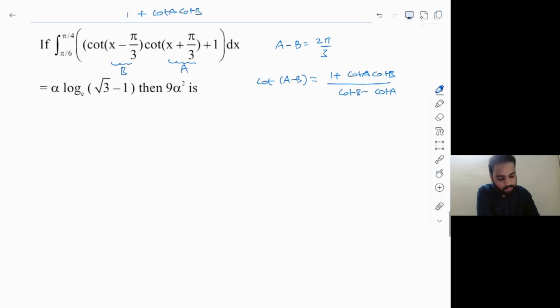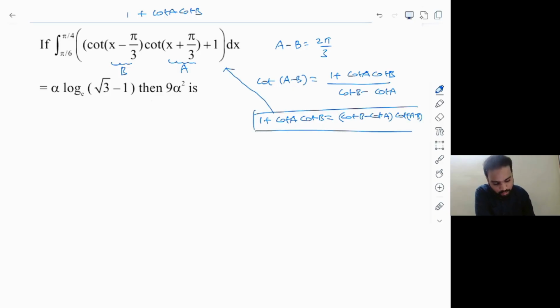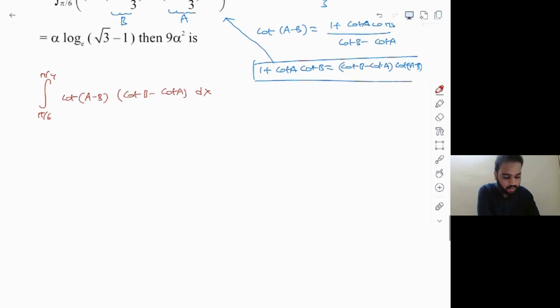Now you try to express this 1 plus cot A cot B value. So directly we can say 1 plus cot A cot B should be equal to cot B minus cot A multiplied by cot of A minus B. So let me take this and put it in the integration here. Finally what we get is the integration from pi by 6 to pi by 4. Now the required expression is 1 plus cot A cot B, but I am going to replace it with cot of A minus B multiplied by cot B minus cot A, dx here. What's the main advantage with this here?